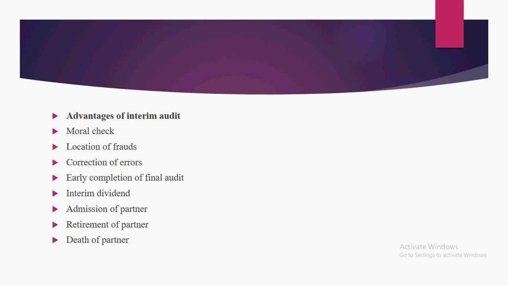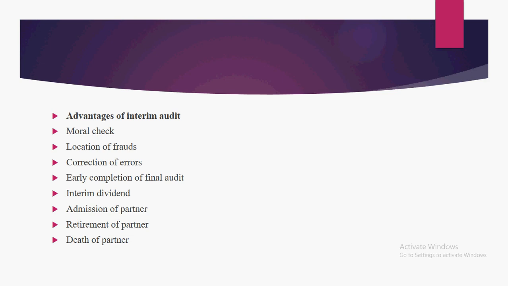Second important advantage of interim audit is the location of frauds. Basically, the fraud can be located due to interim audit, because the time between compiling and checking accounts is very short. That is why the location of fraud is possible, and we do not give sufficient time to the employees in interim audit. So that is the reason interim audit is important.